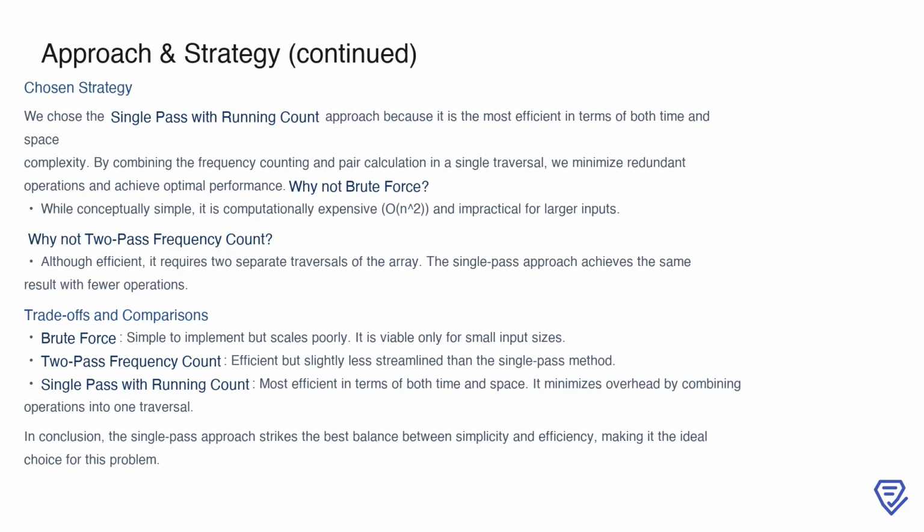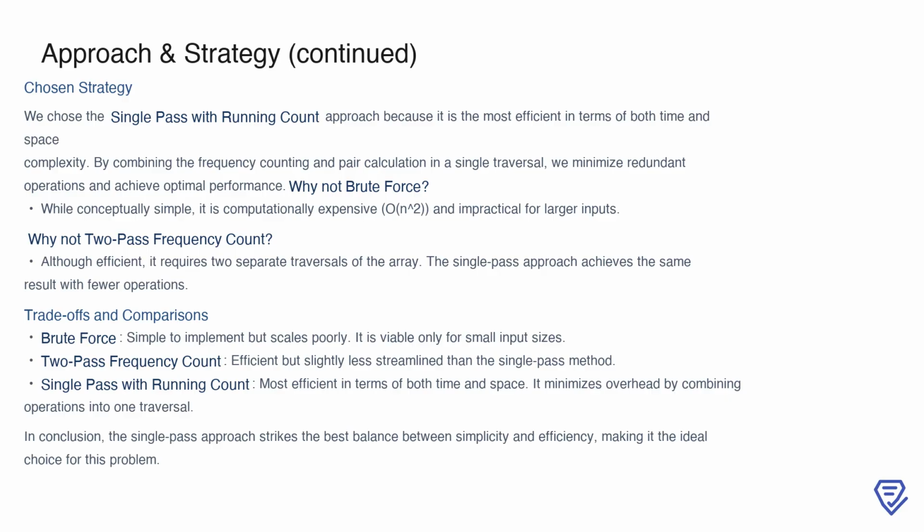The single-pass approach with a running count is the most efficient solution for this problem, which is why it is our chosen strategy. By combining frequency counting and pair calculation into a single traversal, it minimizes computational overhead and achieves optimal performance in both time and space.